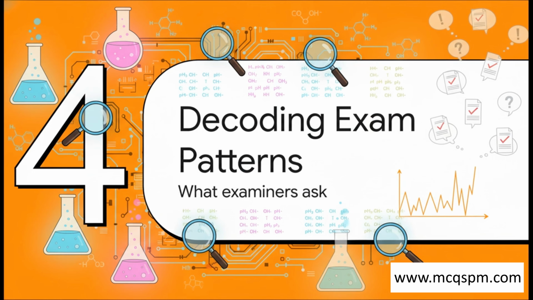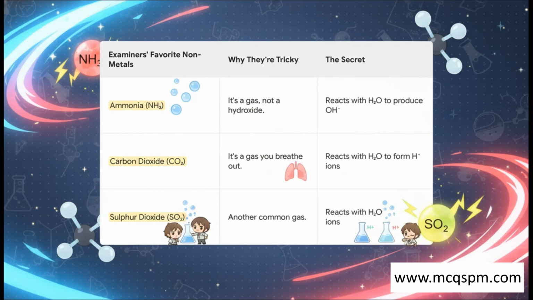Now, what's really interesting about this is that these traps aren't random, not at all. They're actually part of a very clear pattern that examiners use year after year. And this table just illustrates that pattern perfectly. Examiners love, and I mean love, to test these specific gases: ammonia, carbon dioxide, and sulfur dioxide. Why? Because they force you to apply the core definition instead of just memorizing a list. They all react with water to make those key H+ or OH- ions. If you can master these three, you've pretty much cracked a key exam pattern.